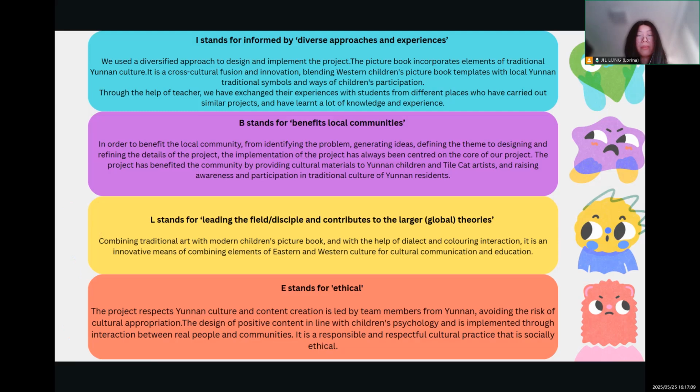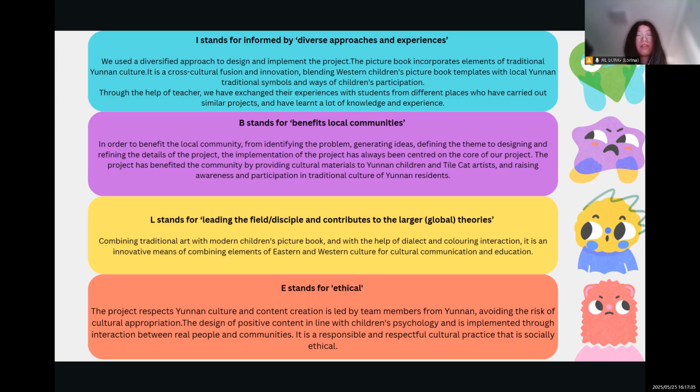B stands for benefits local communities. To ensure that our project is truly beneficial to the local community, from identifying problems, generating ideas, determining things to design, and perfecting project details and implementing project content, we have always centered around the core of our project.